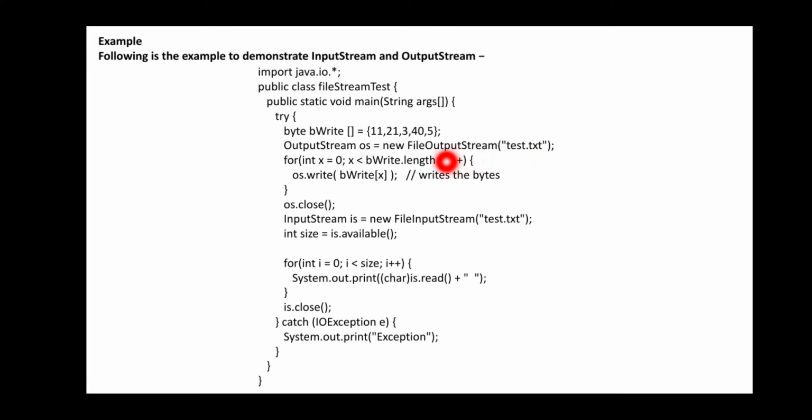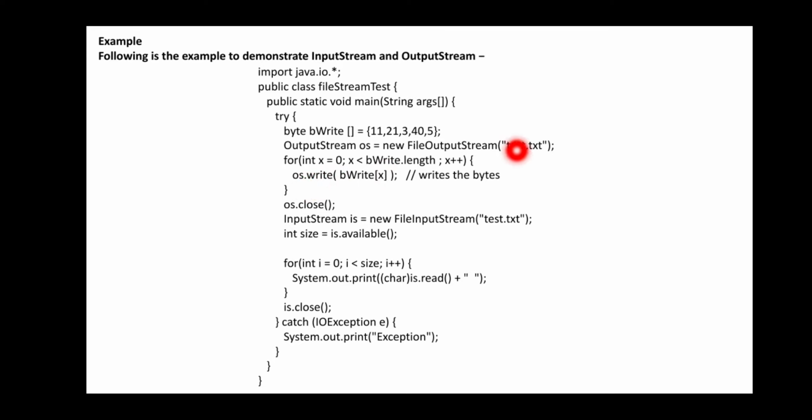So something you want to write within this particular file. Now we can check with the statements what you are going to do. For int x equals 0, 0 is less than bWrite.length. bWrite.length means the size of this bWrite. 1, 2, 3, 4, 5 are there. So 0 is less than 5, so it goes to the next statement.